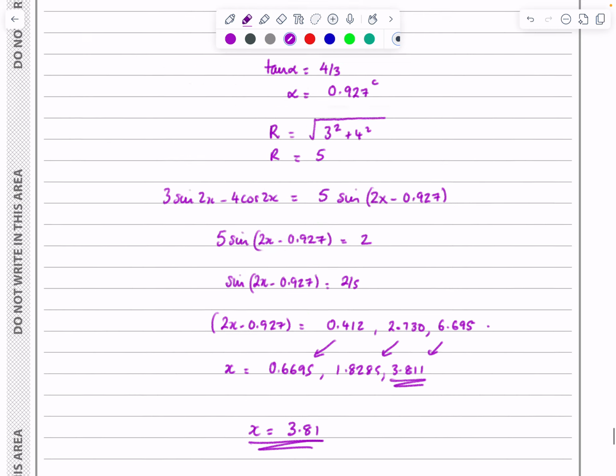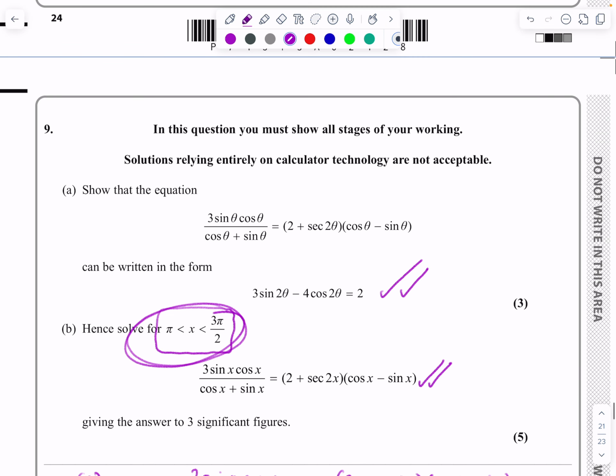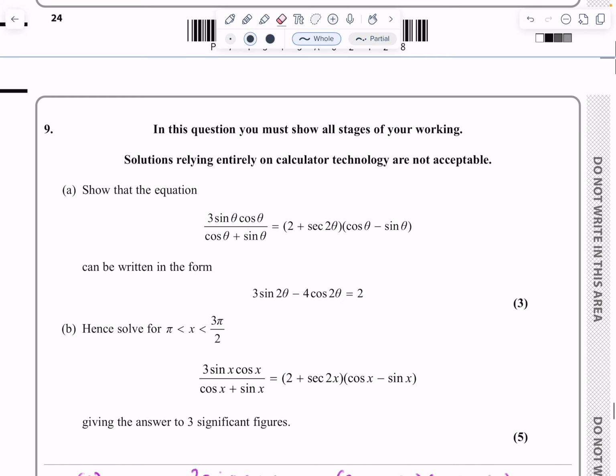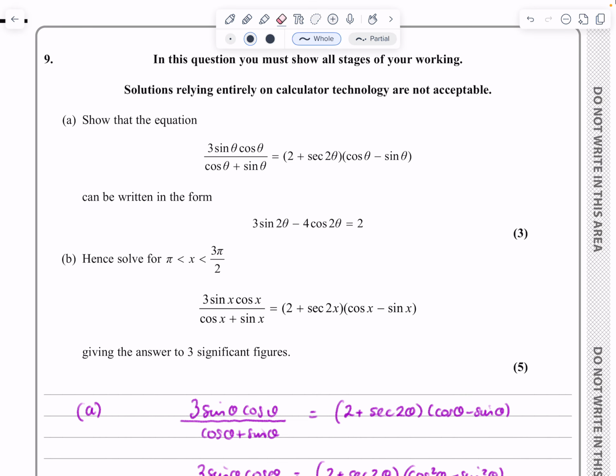Okay, if that last part didn't make much sense to you, then go back and look at some of my previous videos where I spent a little bit more time looking at simple trig equations. But yeah, that's question number 9, the end of that paper. Hopefully that all makes sense to everybody.